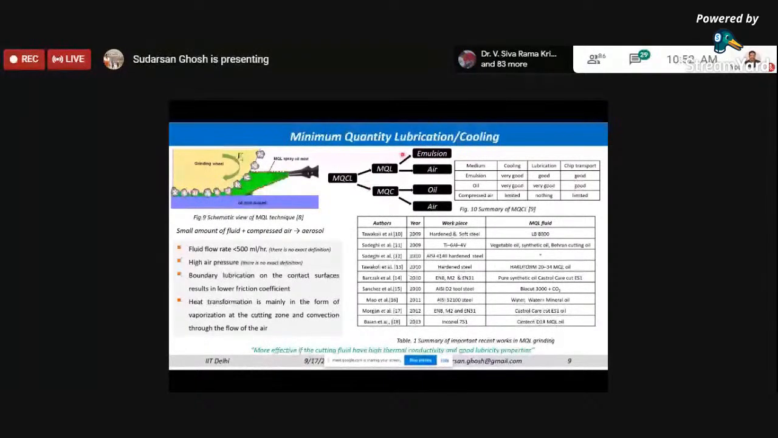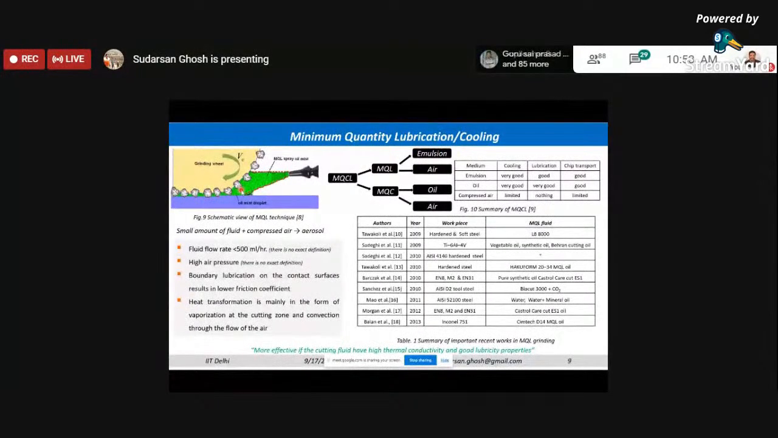So you see here schematically how this MQL is working. These are the droplets which are coming out, and the droplets are forced into the machining zone or the grinding zone using some air. The air comes with a certain pressure, and that is the reason these droplets are floating and entering into the intergrid spaces. These are two grids. Because the droplets are tiny in nature, they can easily enter those interspaces and provide the appropriate cooling or lubrication.